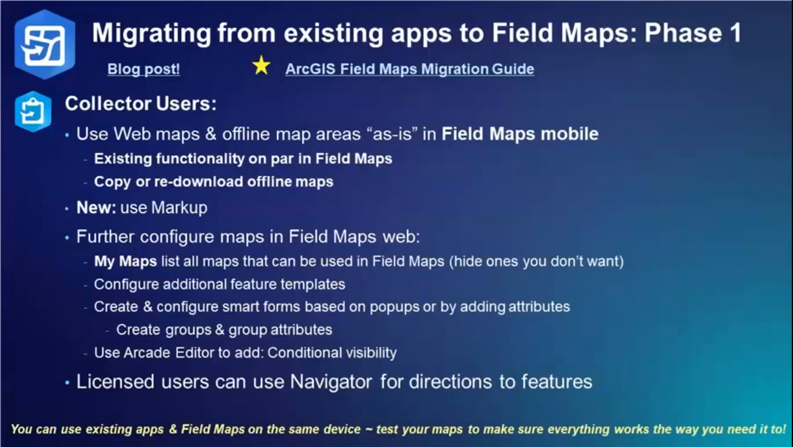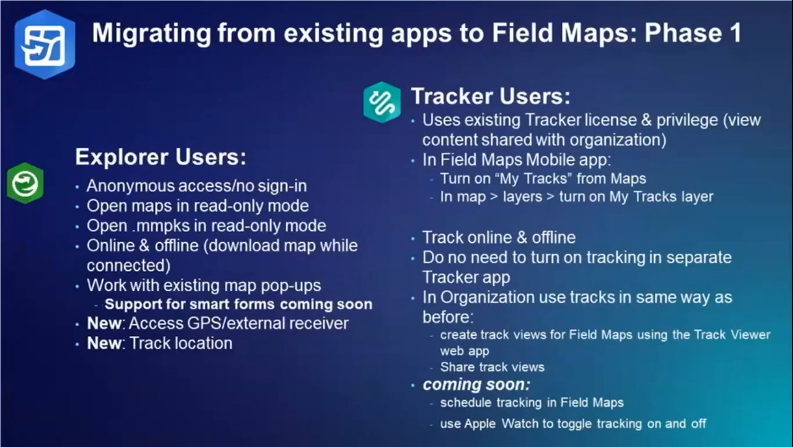I don't have any details for how long we're going to still support Collector and Explorer and Tracker, because we want to give you a long time, and we usually give you a year or two to get over to the new app when we're replacing it. So it's a good idea to start using it now, but we're not taking away Collector anytime soon, right? But just please understand that any new development is going into Field Maps and not Collector. Collector will be maintained as is.